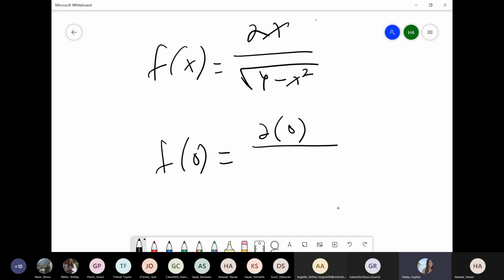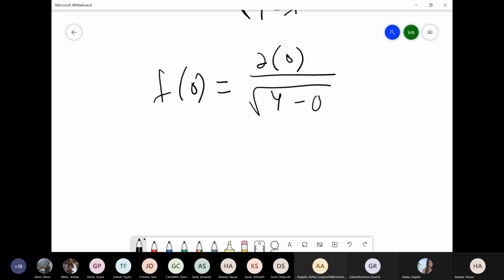Yeah, and then the square root of 4 minus 0 squared. I'm just going to write it as 0 because we know that 0 squared is just 0, right? Okay, so help me simplify this.